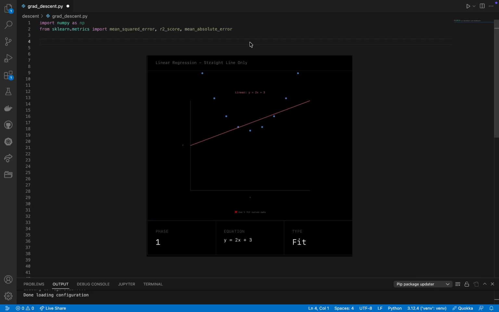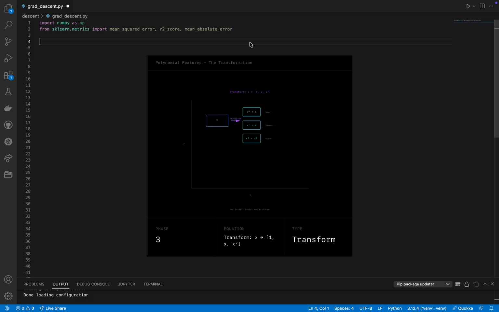A linear equation looks like y equals 2x plus 3, which gives you a straight line, but a polynomial equation looks like y equals 2x squared plus 5x plus 10, which gives you a beautiful curve. The key insight here, and this is really important, is that we can actually transform polynomial regression into linear regression by creating new features. And here's how it works.